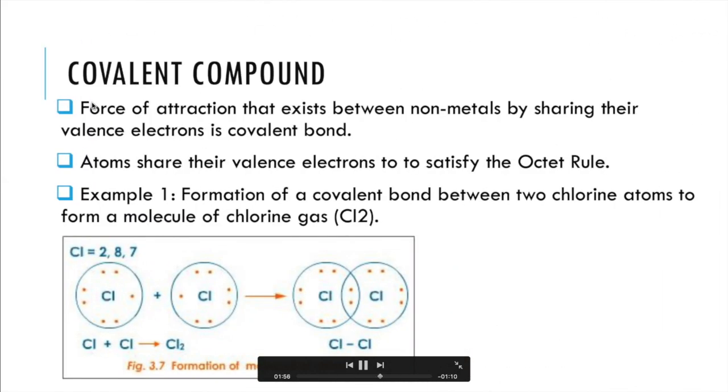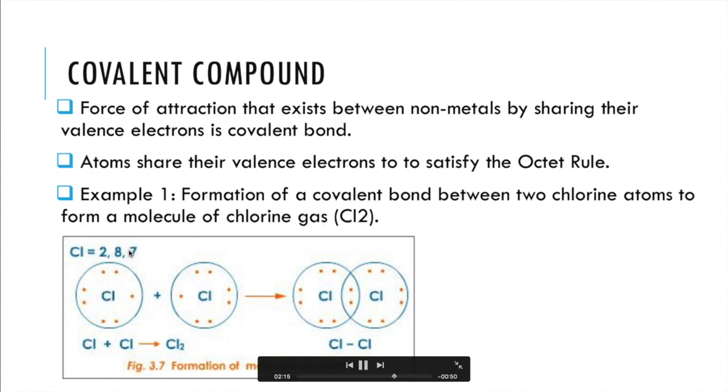Covalent bonding exists only between nonmetals, and they share their valence electrons to attain the octet. An example of atoms that bond covalently to form an octet is the formation of a covalent bond between two chlorine atoms to form a molecule of chlorine gas.